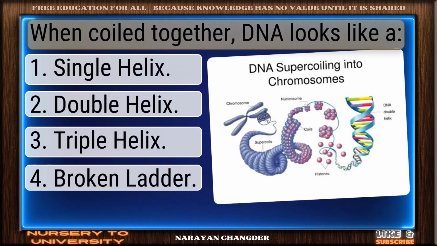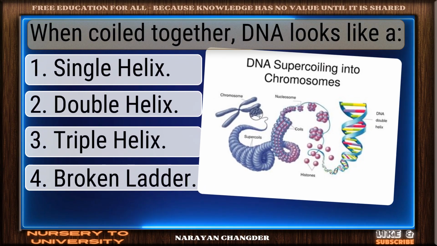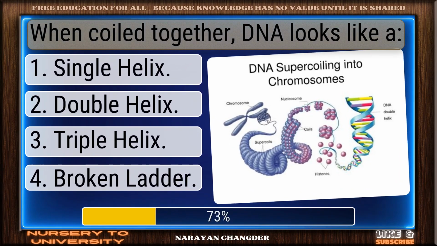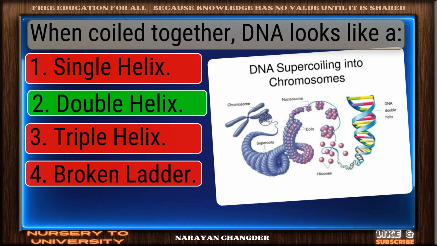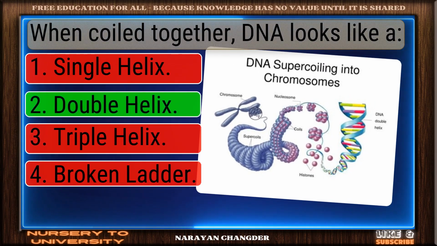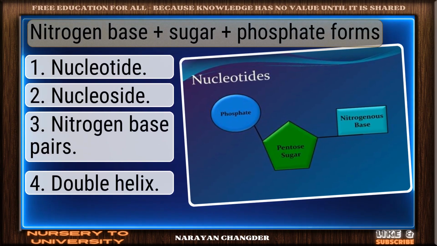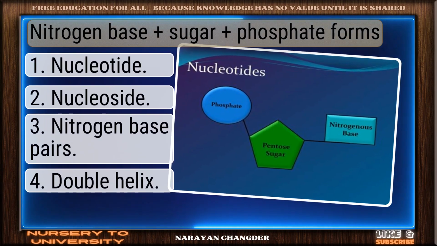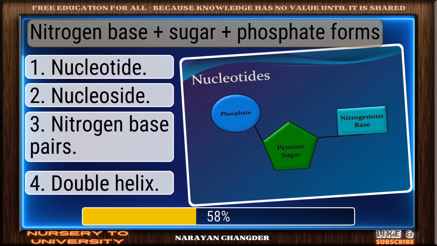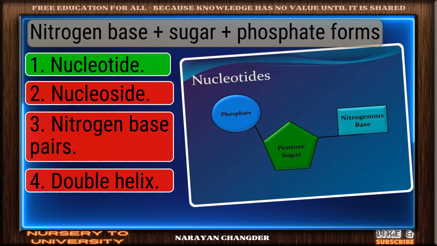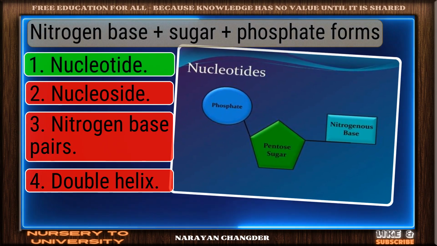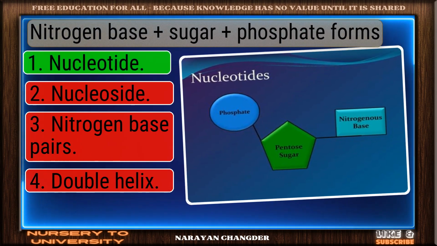Question number 15. When coiled together, DNA looks like a... Great thinking. Double helix is the right choice. Question number 16. Nitrogen base plus sugar plus phosphate forms. Well reasoned. Nucleotide is the correct choice.